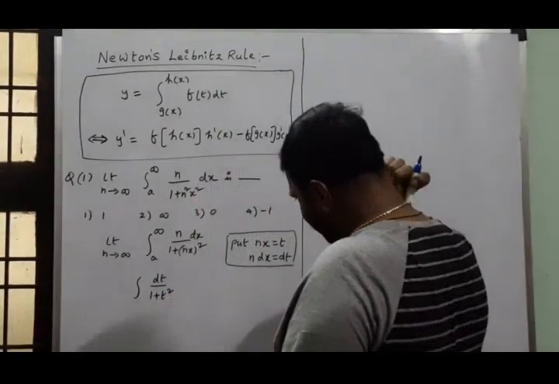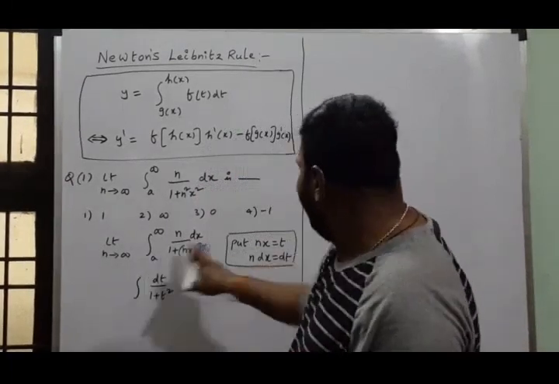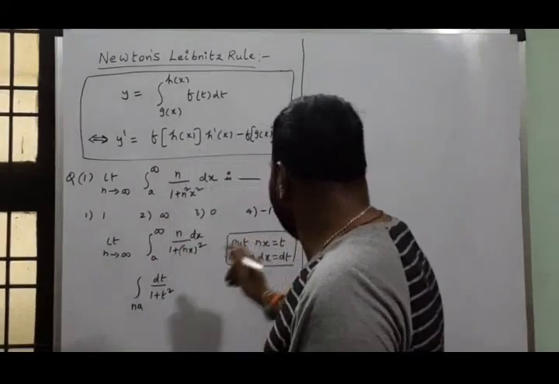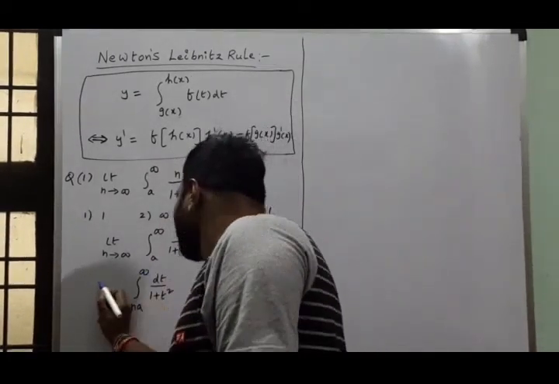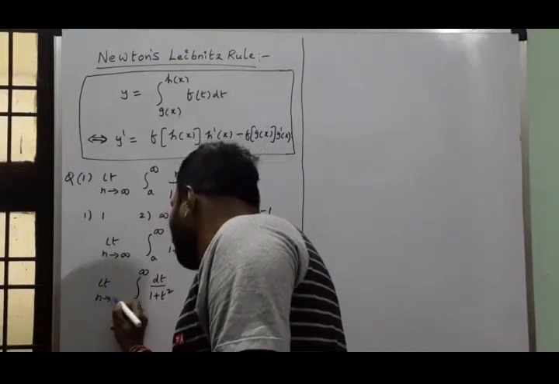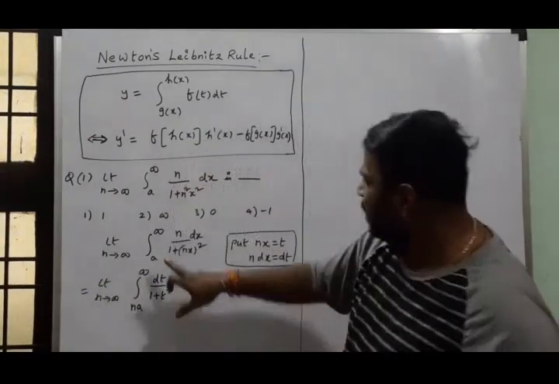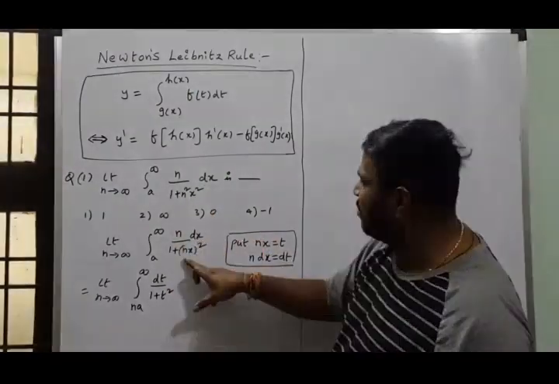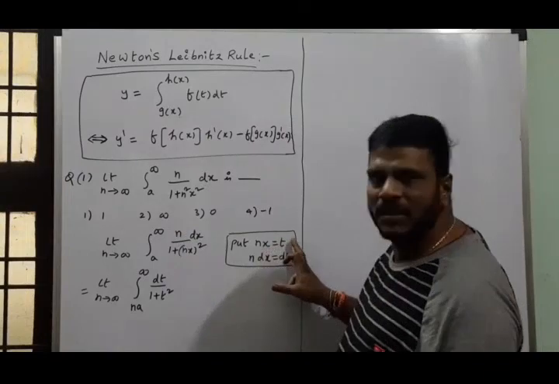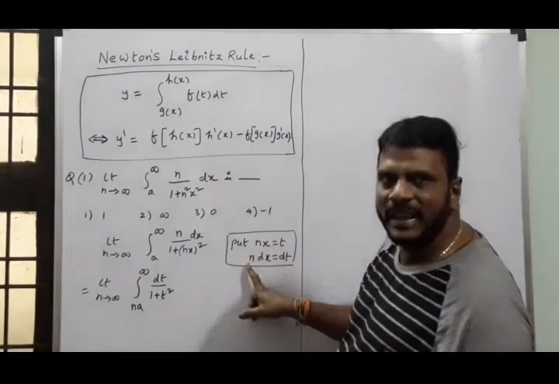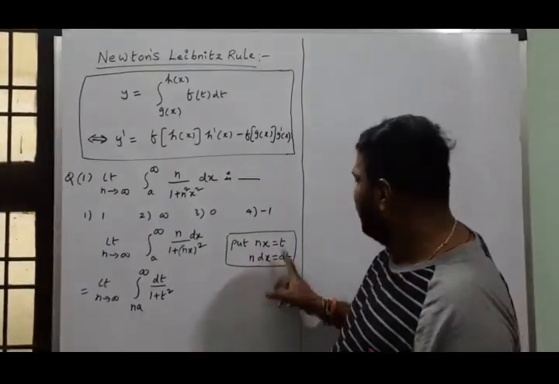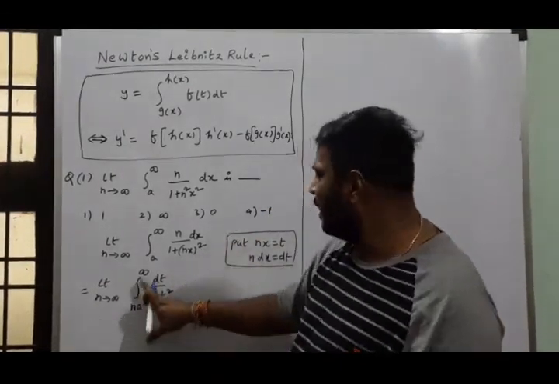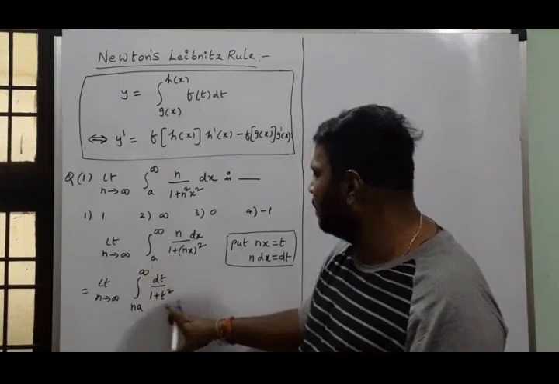Substitute a here in place of x, then t becomes na. Substitute infinity, limit n tends to infinity. This is the given question. N square x square can be written as (nx) whole square. Let us suppose nx is equal to t. Differentiate both sides, n into dx is equal to dt. Now substitute this data here. You will get limit n tends to infinity, integral na to infinity dt by (1 plus t square).